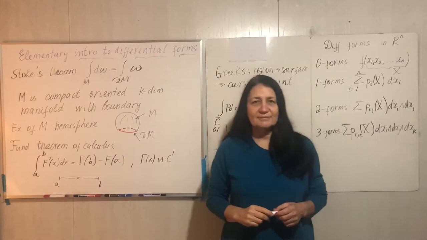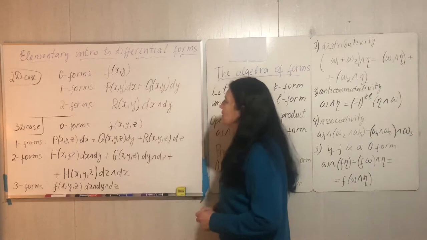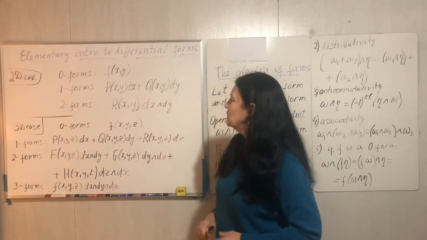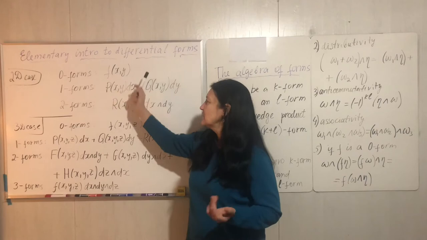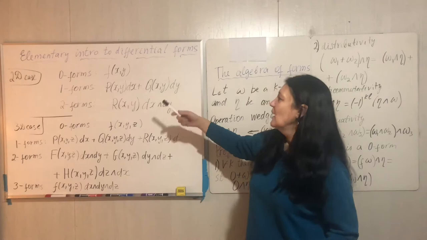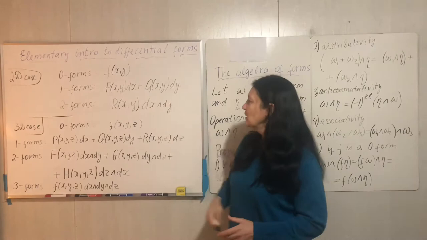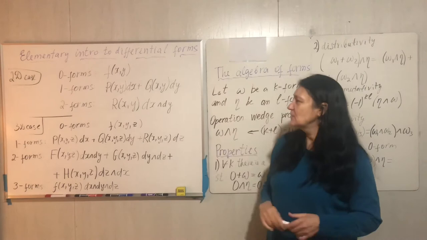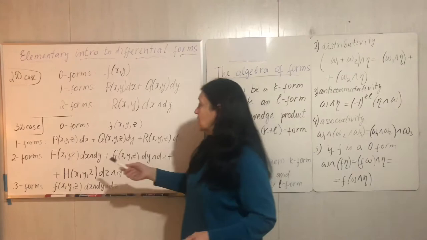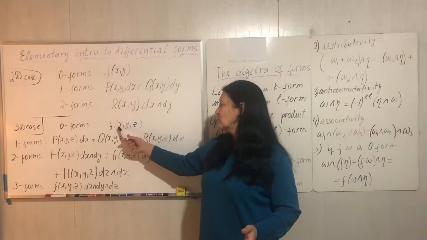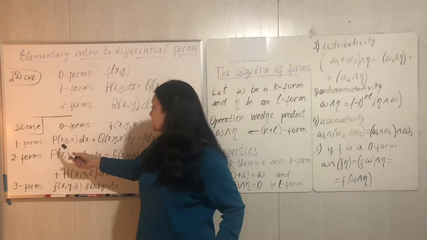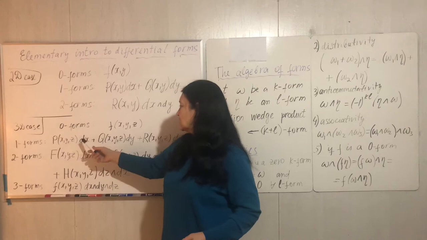So let's consider the simplest examples of differential forms. Say we live in the plane: zero forms are functions that depend on two variables x and y. One forms would be expressions of this form, P(x, y) dx plus Q(x, y) dy, right? We have two variables. Two forms would be expressions of this form, and that's all. We don't have anything else. In the three-dimensional case, we will have functions of three variables x, y, z, and we can talk about one forms of this type: some function times dx, some function times dy, some function times dz.